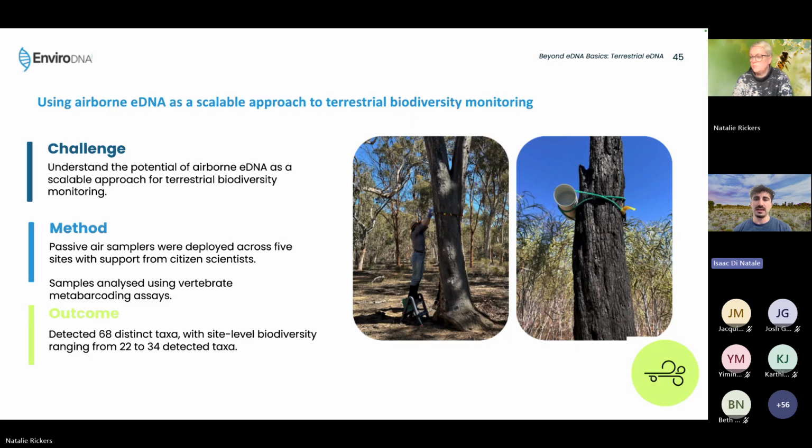So across samples, and this was only 5 sites that these were deployed, the survey detected 68 distinct vertebrate taxa with site-level biodiversity ranging from 22 to 34 taxa. So these metrics are on par with some standard water monitoring projects that we're performing every day. And that displays how much potential there is in the air eDNA space once optimized, particularly for landscapes that might be devoid of obvious water sources to sample.